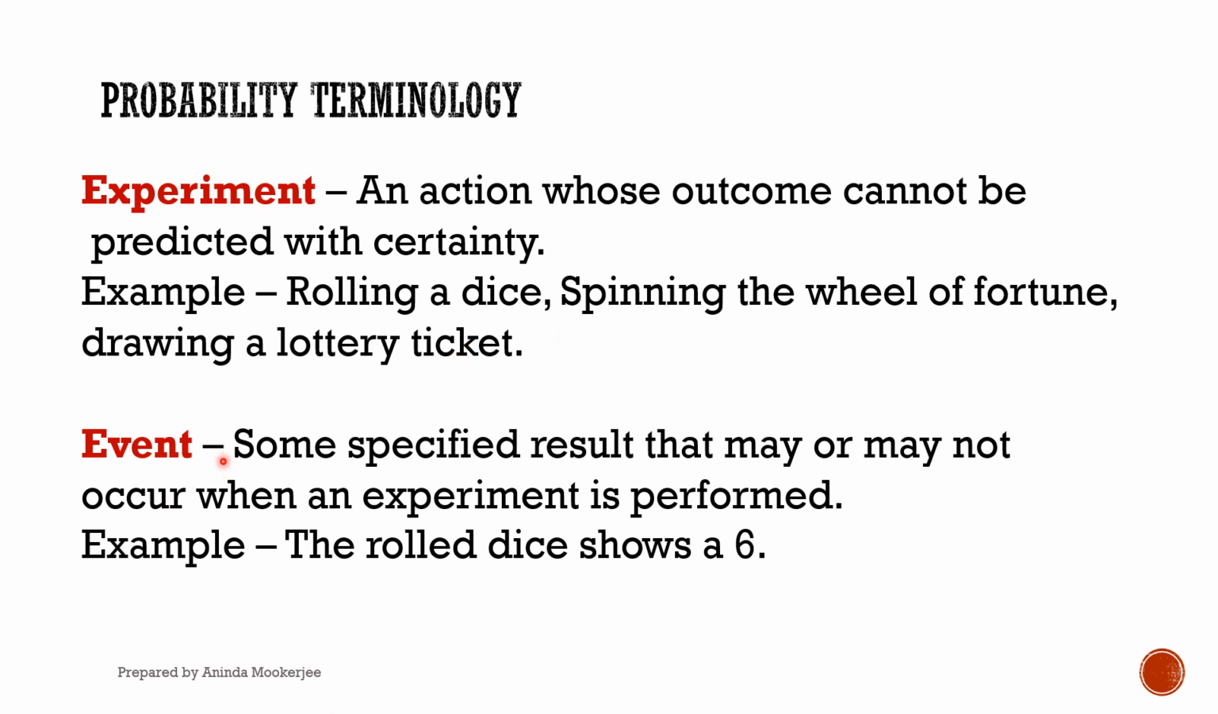The event, on the other hand, is some specified result that may or may not occur when an experiment is performed, right? So the example of that would be the rolled dice shows a 6. So it's a particular event that can occur from rolling a die. It could be a 5, it could be a 6. All of those would be events. Rolling a 1, rolling a 2, rolling a 3. A specific outcome that occurs from rolling a die or tossing a coin, they all represent an event.